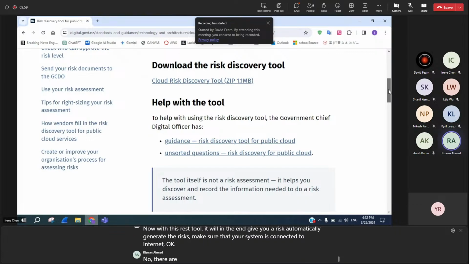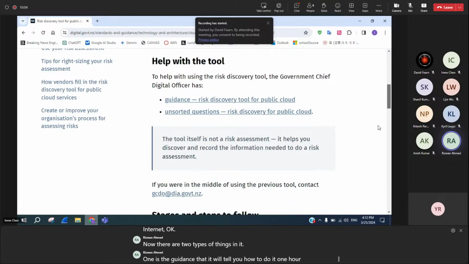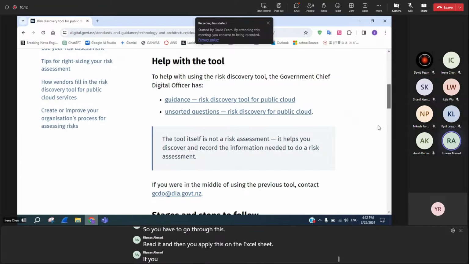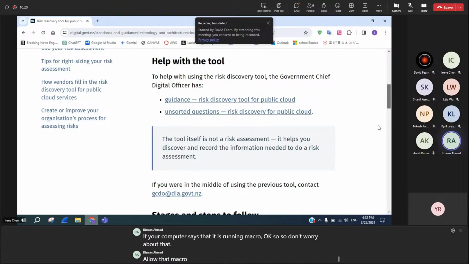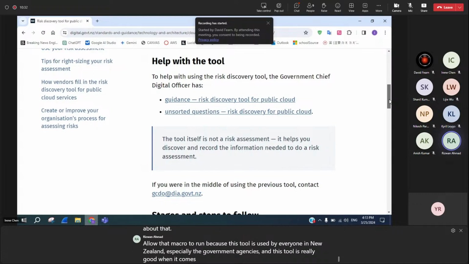Now, there are two types of things in it. One is the guidance that will tell you how to do it. The other is unsorted questions. So you have to go through this, read it, and then apply this on the Excel sheet. If your computer says that it is running a macro, don't worry about that. Allow that macro to run because this tool is used by everyone in New Zealand, especially the government agencies. And this tool is really good when it comes to the assessment of cloud risks.